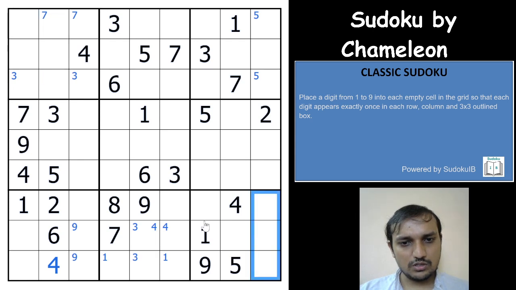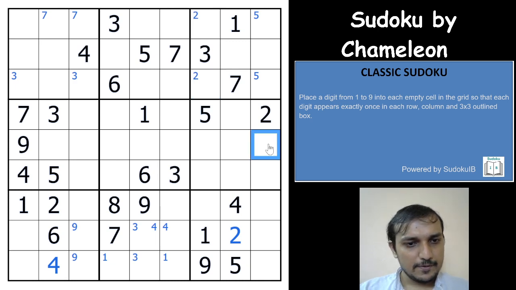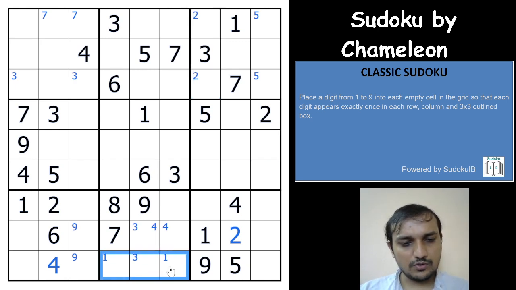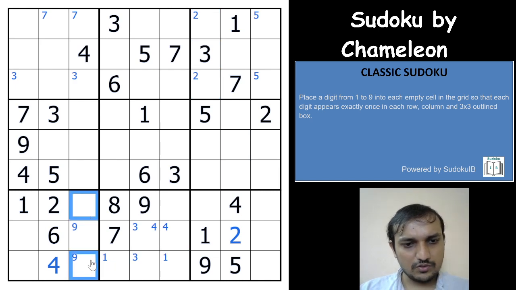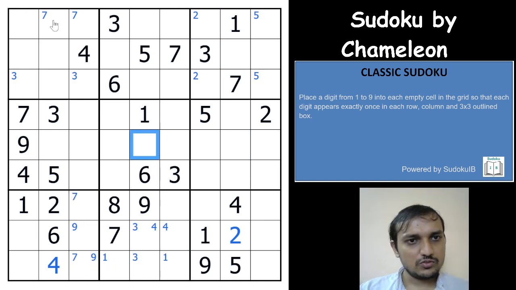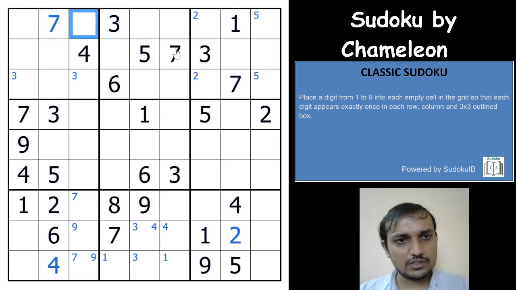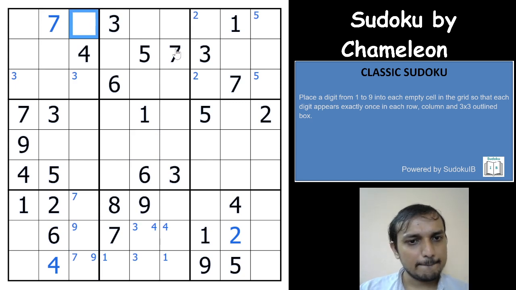A 2 here, a 2 cannot be here, so this cell is a 2 here, and then you get a 2 in one of these two cells, right? So you get a 2 in one of these 3 cells. Let us not write that now. 7 is in one of these two cells, so which means you get a 7 here. That gets cancelled out.